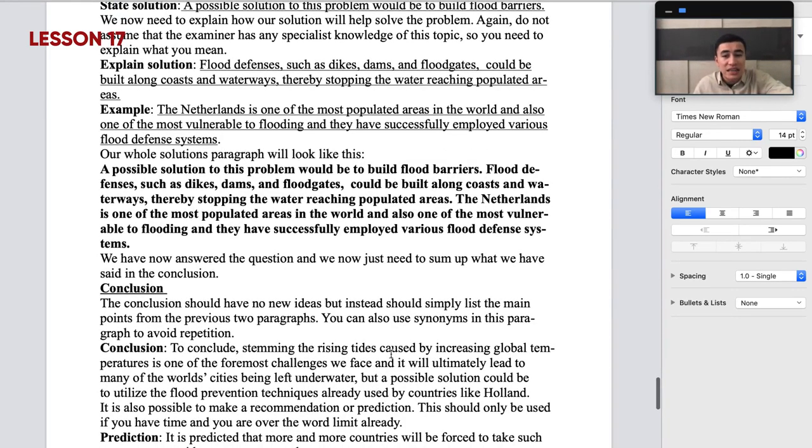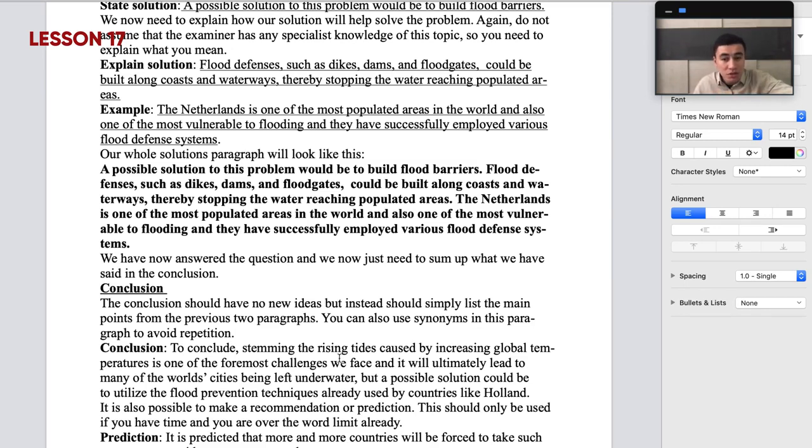Stemming the rising tides caused by increasing global temperatures is one of the foremost challenges we face, and it will ultimately lead to many of the world's cities being left underwater. But a possible solution could be to utilize the flood prevention techniques already used by countries like Holland. It is also possible to make a recommendation or prediction.